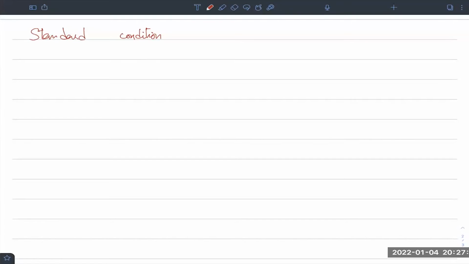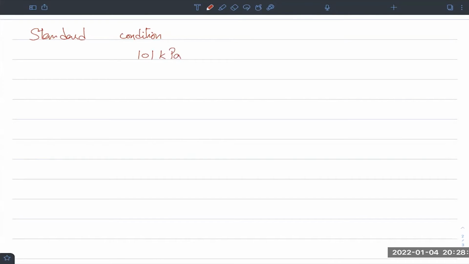Now for chemical reactions or enthalpy changes, if you want to have a fair comparison of a scientist working in Pakistan compared to a scientist working in the US or Australia, then for a fair comparison, we need standard conditions. There are three parts to what the standard conditions must be. Number one, the pressure should be 1 atmospheric pressure, which is 101 kilopascals.